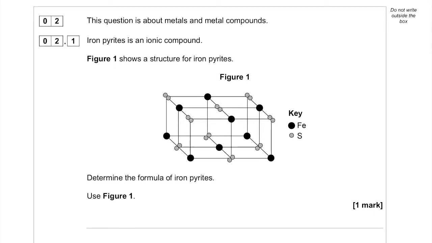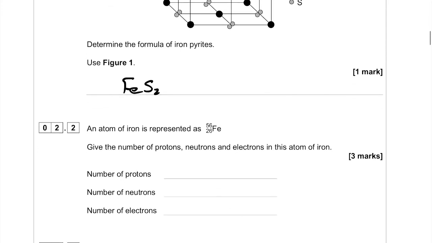Question 2, part 1. Iron pyrite is an iron compound, an ionic compound, and figure 1 shows a structure of iron pyrite. Determine the formula of iron pyrites. So you've got 1 iron to 2 sulfur, which is FeS2. That's it, simple, hence 1 mark.